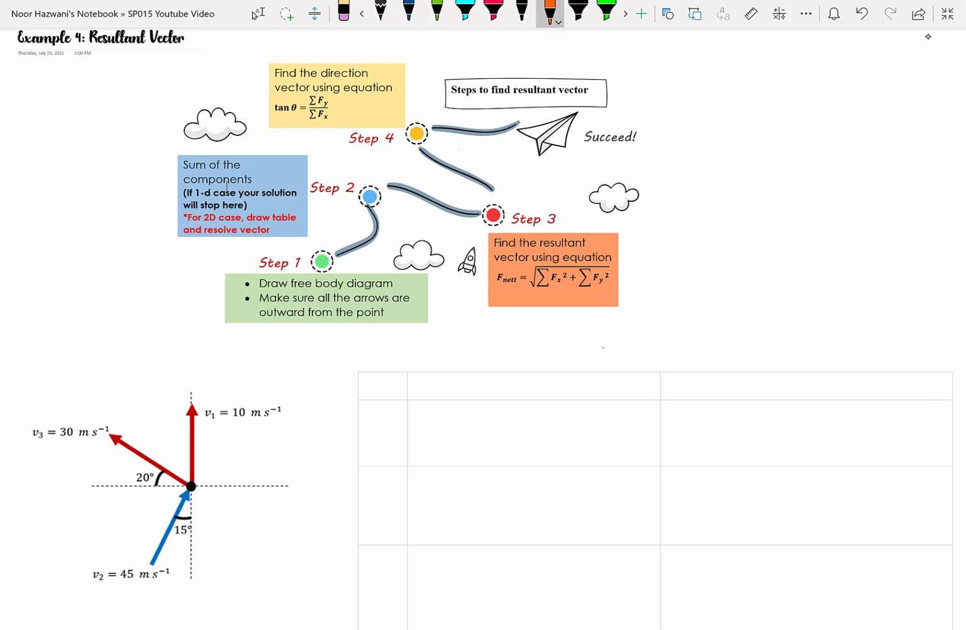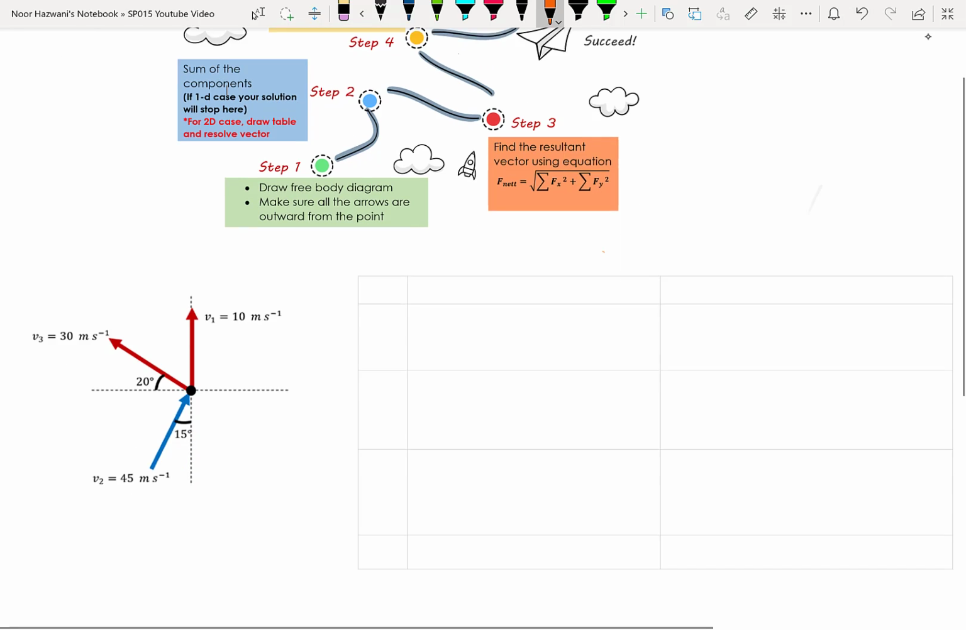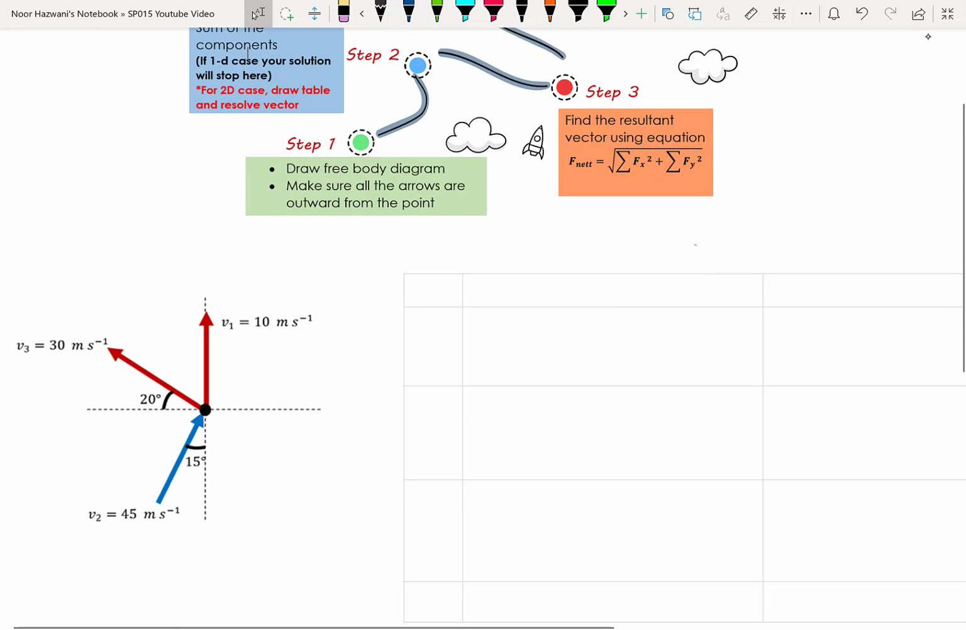So, we are going to proceed our discussions to example number 4 for resultant vector. Okay, so in the figure you can see all the steps that we are required to follow in order to find the resultant vector. Okay, look at the questions. In the questions, we have to find the resultant vector for v1, v2 and v3. This time it's not forces, okay, but we have velocities. Okay, we got three vectors of velocity.